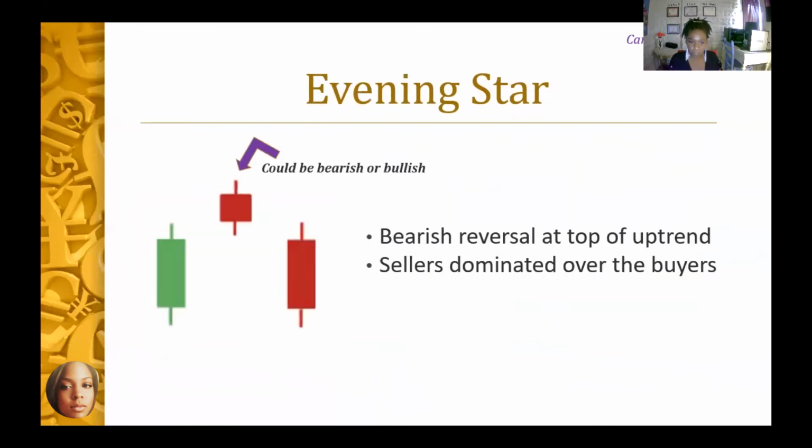The evening star obviously is the opposite. Again, this middle candle could be bearish or bullish, green or red, okay, guys? But the point is that the third candlestick here is the bearish candle. If you see this at the top of an uptrend, that's telling you that the sellers have dominated over the buyers. And guess what? It's about to go down.